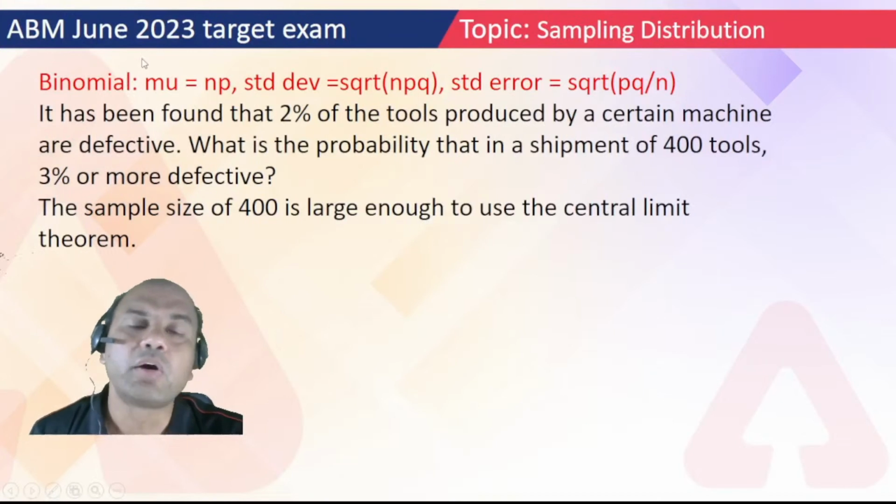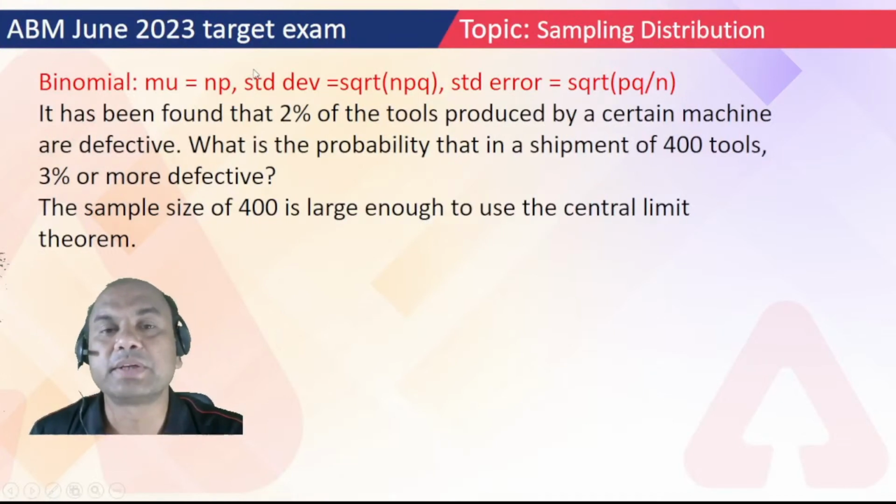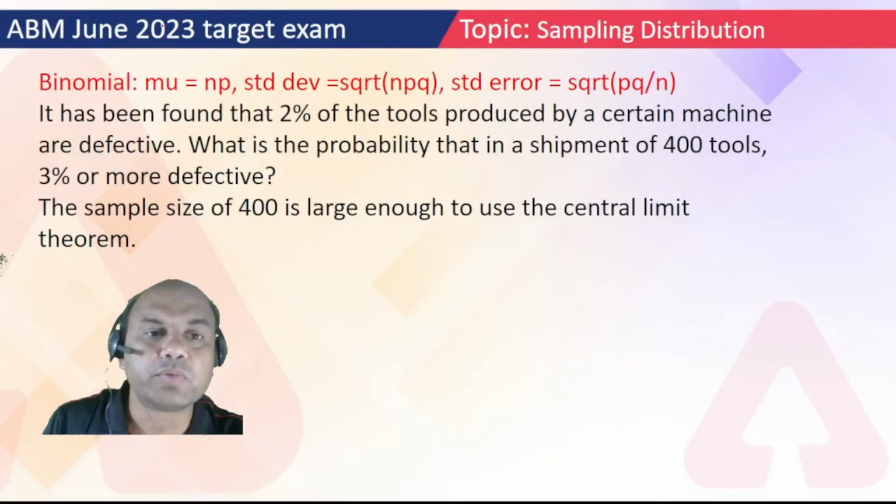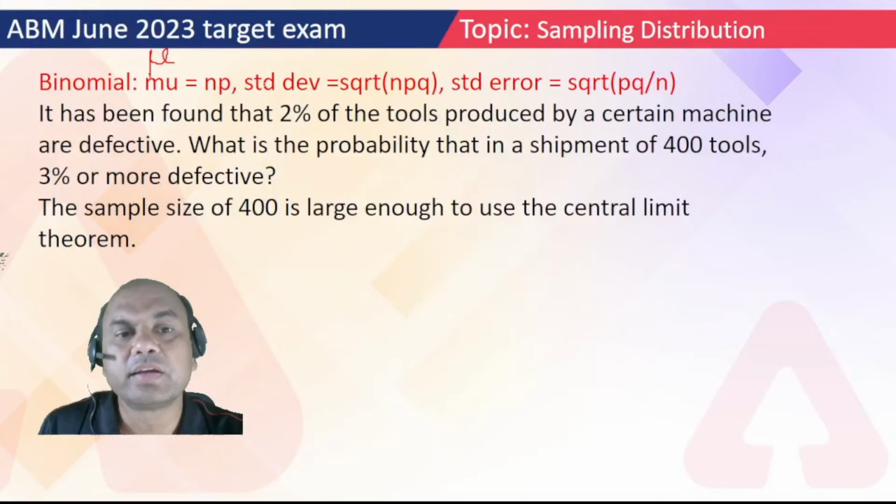Always remember, for binomial there is a basic rule. We call this mu. Mu equals NP. The standard deviation equals the square root of NPQ, and the standard error equals the square root of PQ upon N.